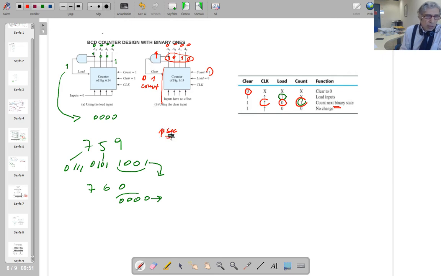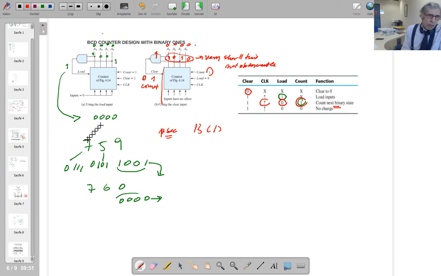Microsecond is a time interval that you cannot follow by your eyes. So you're not going to see that. After 9, when the clock pulse comes, you're going to see that 0 for a very short time, not observable. Okay, so this is another binary coded decimal counting.